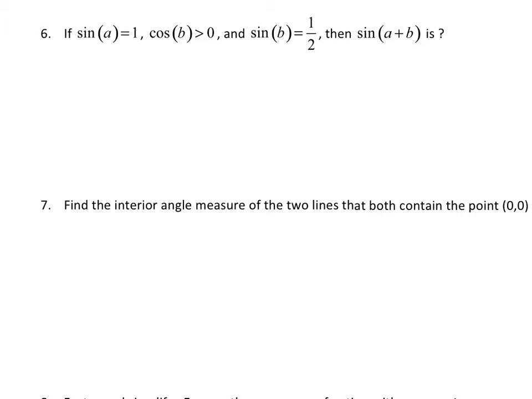So the sine of A plus B is the same as the sine of A times the cosine of B plus the sine of B times the cosine of A. Or you might have it in your formula sheet as the cosine of A, sine of B. It doesn't really matter because you'll get the same answer, but we'll keep it consistent.